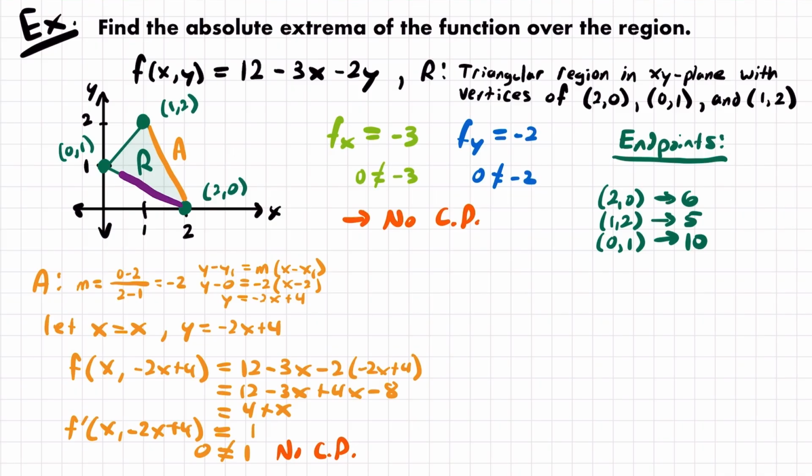I'm going to look at this one. Let's call it boundary B. And for boundary B, we also have to come up with an equation for that line. This time it's going to be a little bit easier because we can see the y-intercept for that line. It's y equals 1. That's where the line will cross the y-axis.